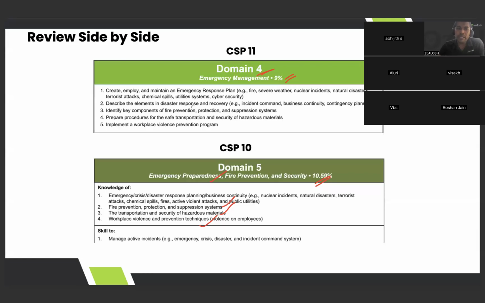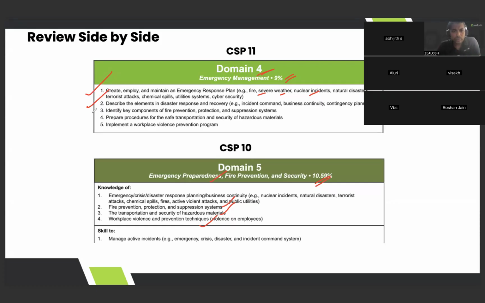So create, employ, and maintain an emergency response plan. Right? Create, employ, and maintain an emergency response plan for these types of things: maybe for fire, severe weather, nuclear incident, natural disasters, terrorist attack, chemical spills, utilities systems, cyber security. Then describe the elements in disaster response and recovery. What shall be the response? Mainly questions will be concentrated on the incident command system. How an incident command system works, what are the components of an incident command system. So those types of questions, and business continuity related questions.